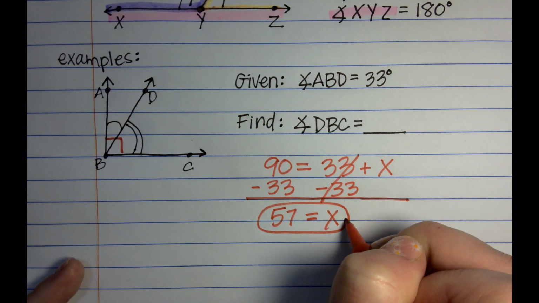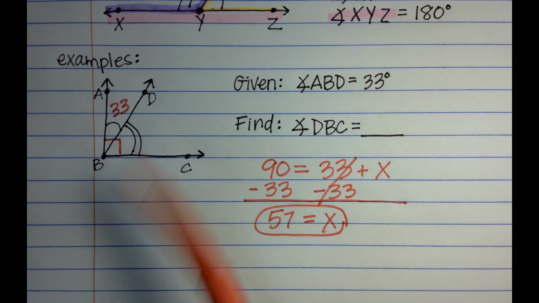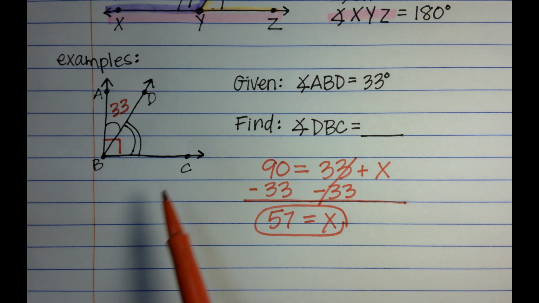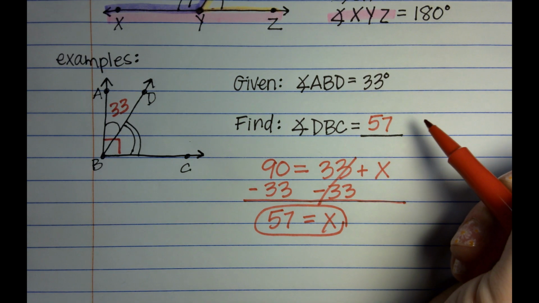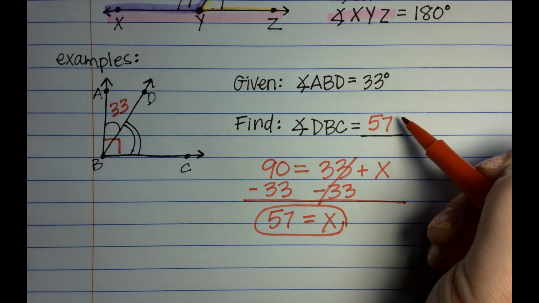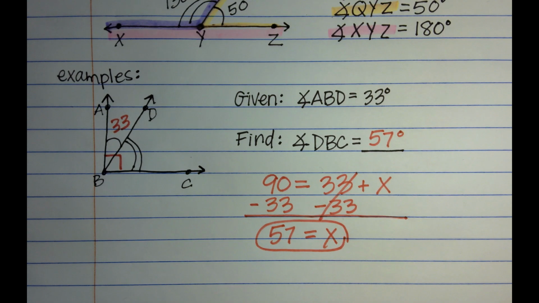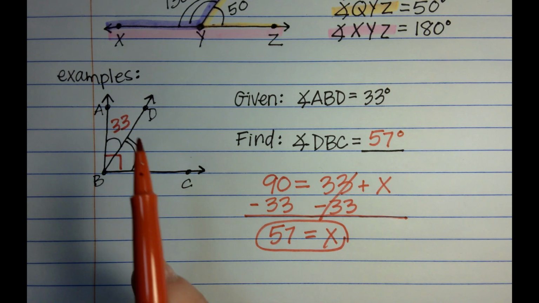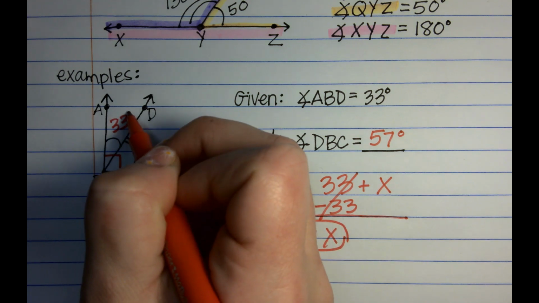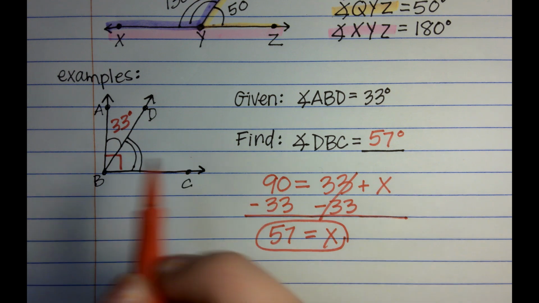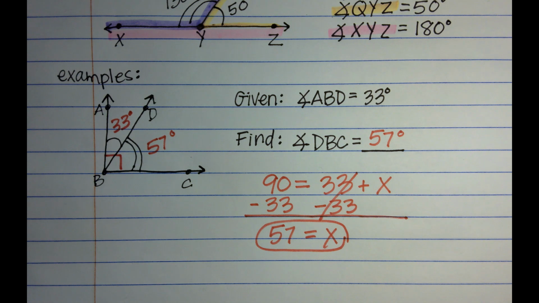Good. Very, very good. So that means the measure of angle DBC is 57. And it's 57 what? Degrees. Good. So in geometry, we're not just talking about numbers, we are also talking about units of measure. In this case, our unit of measure is degrees. We're talking about angles. Angles are measured in degrees. So we have 33 degrees and 57 degrees.